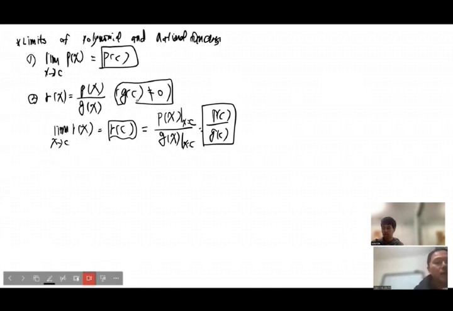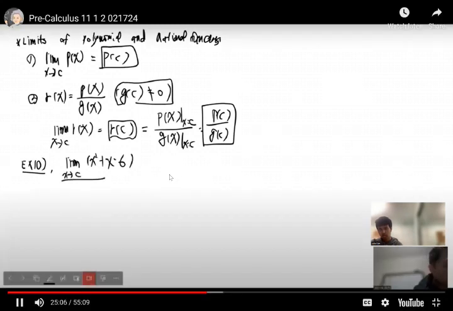So example number 10. We want to find the limit of f(x), which is x squared plus x minus 6, as x goes to minus 1. So, Luke, can you solve this problem? Can you find the value of the limit of x squared plus x minus 6 as x goes to minus 1?